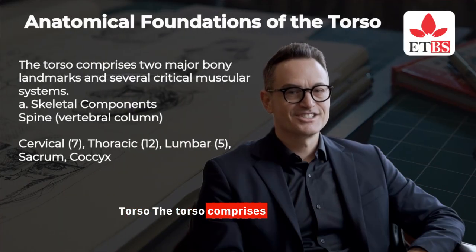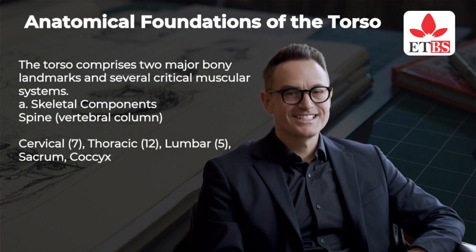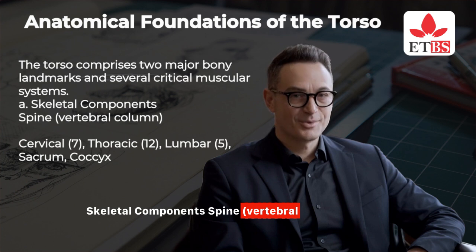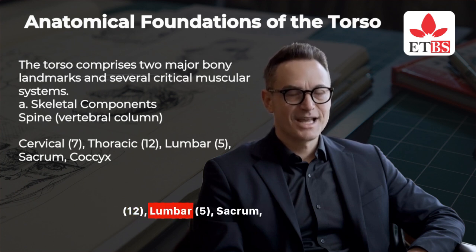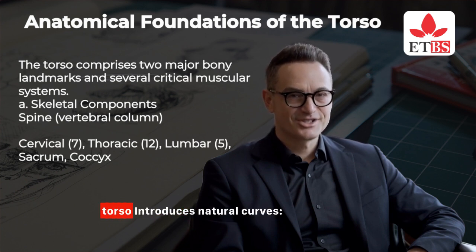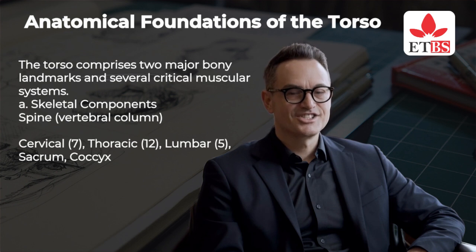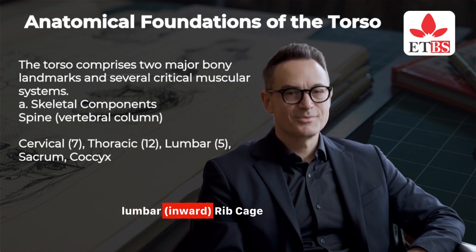First, anatomical foundations of the torso. The torso comprises two major bony landmarks and several critical muscular systems. A. Skeletal components. Spine, vertebral column: cervical, 7; thoracic, 12; lumbar, 5; sacrum; coccyx. It acts as the central axis of the torso and introduces natural curves: cervical, inward; thoracic, outward; lumbar, inward.